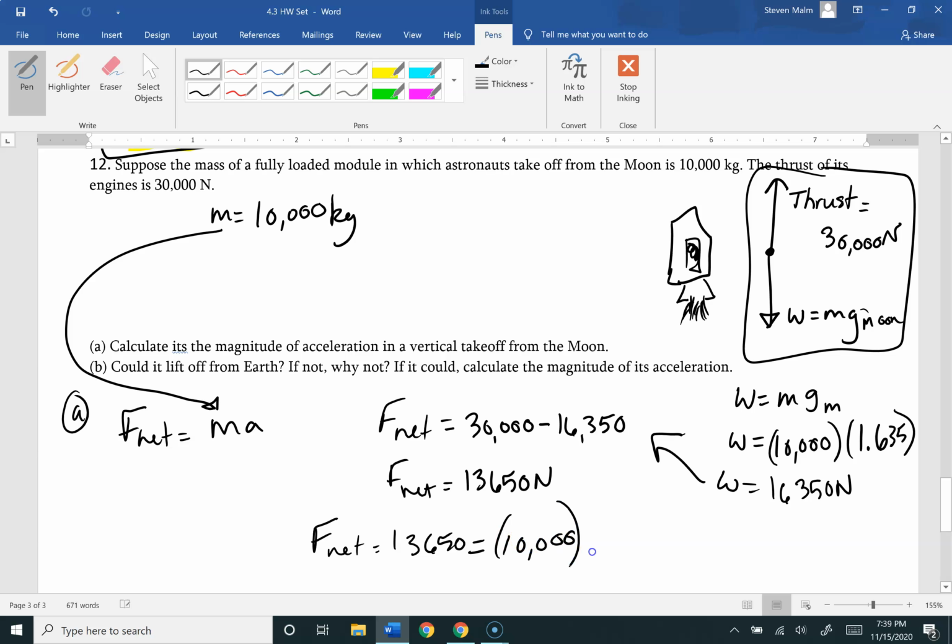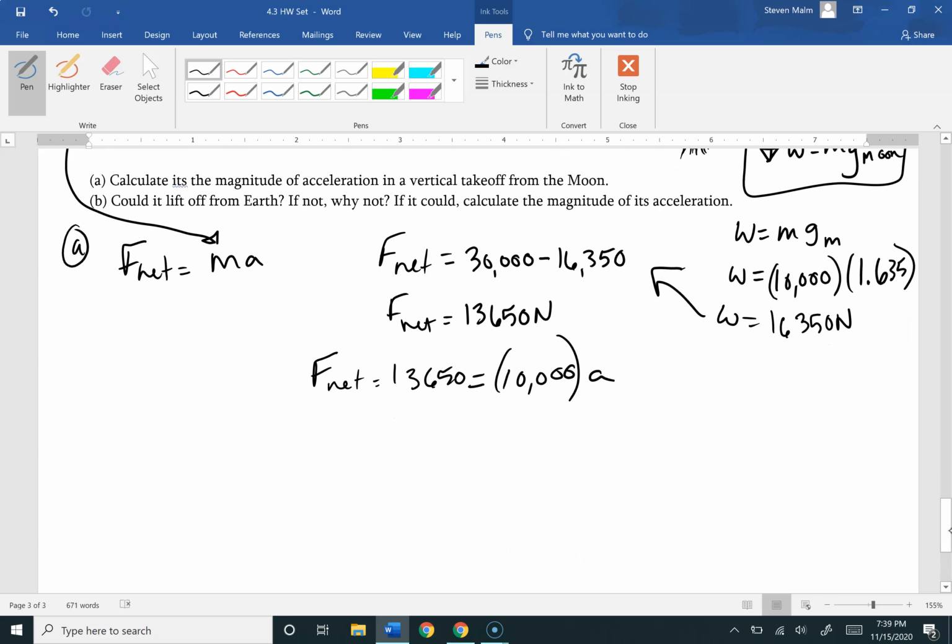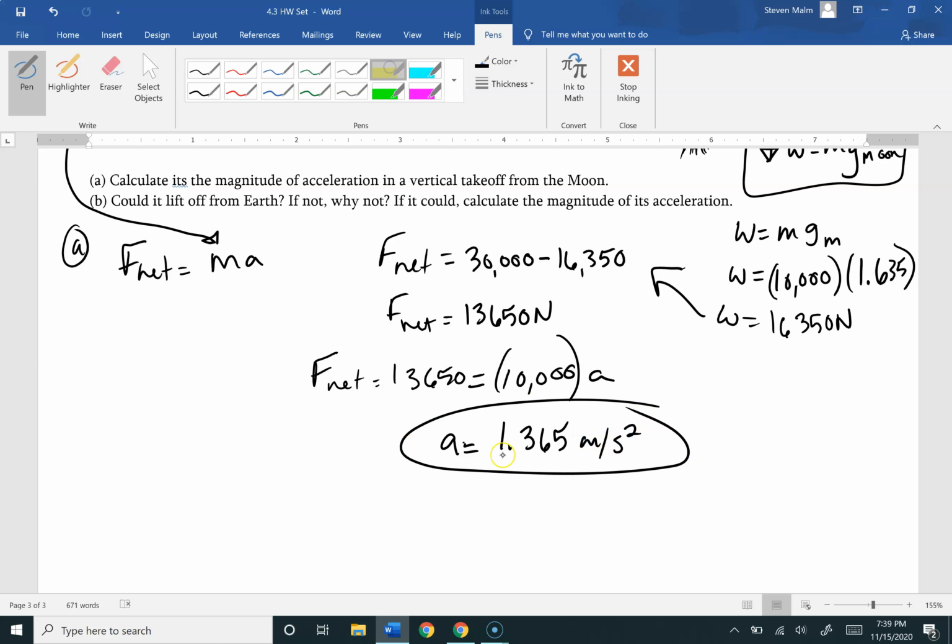From there, we're going to use that number to calculate A, because again, the mass is the same. In this particular case, we're going to get 13,650 divided by 10,000 equals this. And that's our part A. All right. Part B says, would it take off from Earth?